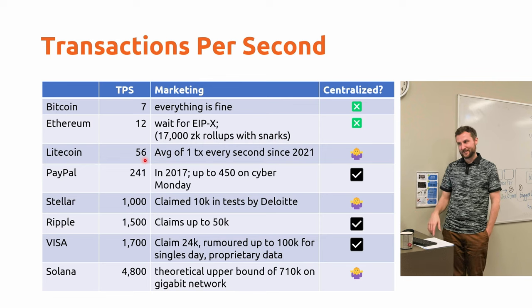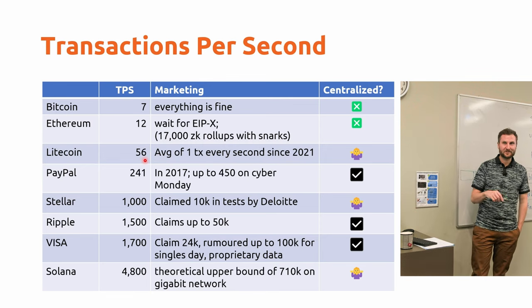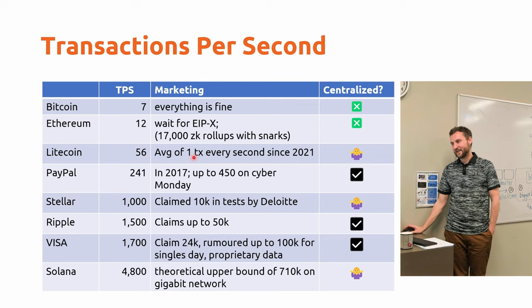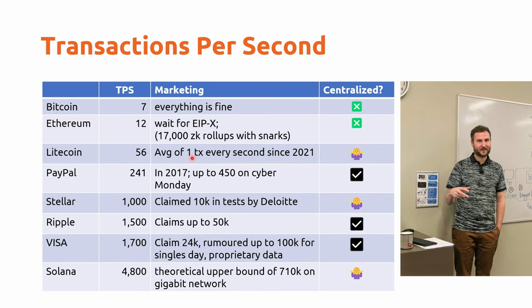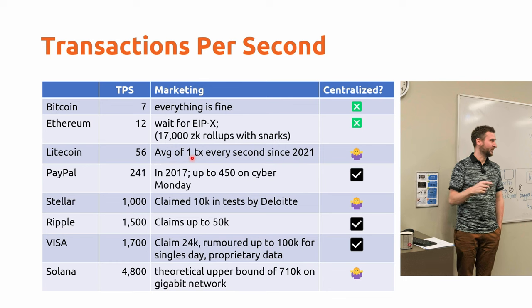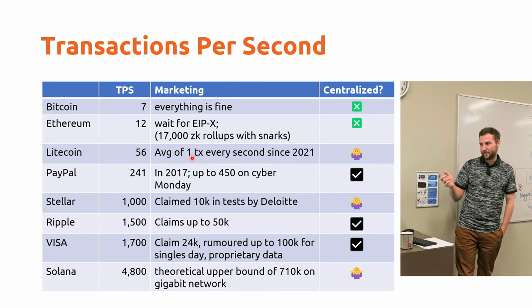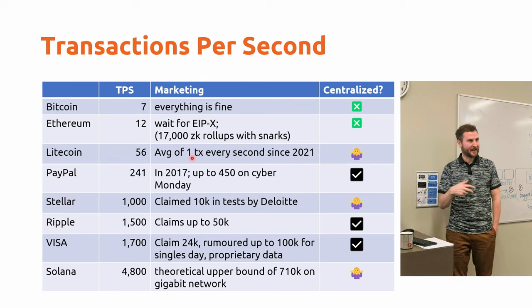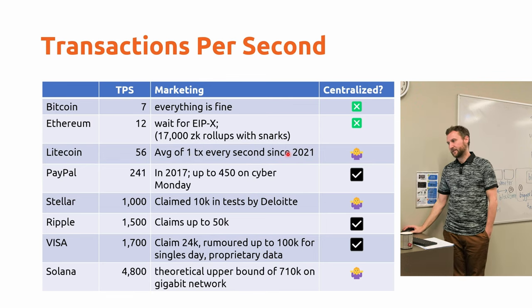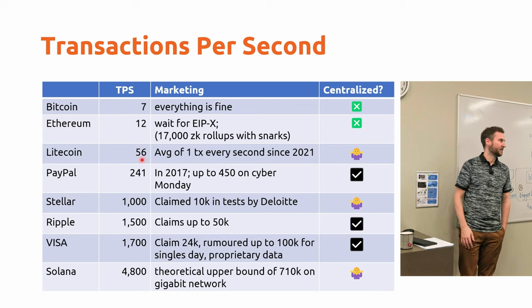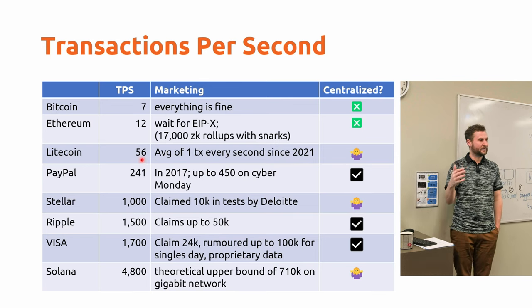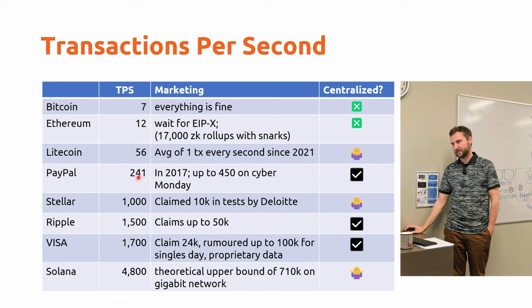Litecoin, I've been picking on a little bit today. They're running 56 transactions per second. If you look at the data, there's only 1 transaction per second in use. So it's got all this capacity to grow, right? Nobody's developing on Litecoin anymore. Litecoin is, let's call it a failed experiment. It's in the past. So 1 TPS since 2021. Because no one's up against the limit, nobody's trying to make it scale, right? If there's no demand there, why would someone donate their time to make it scale?